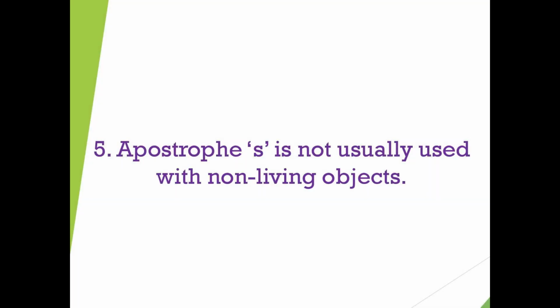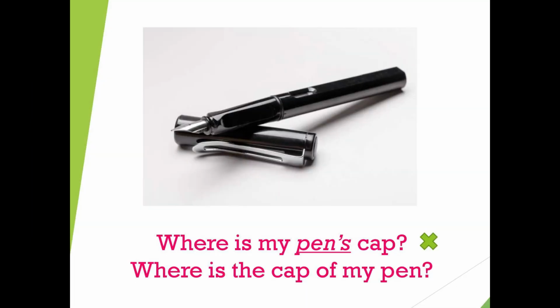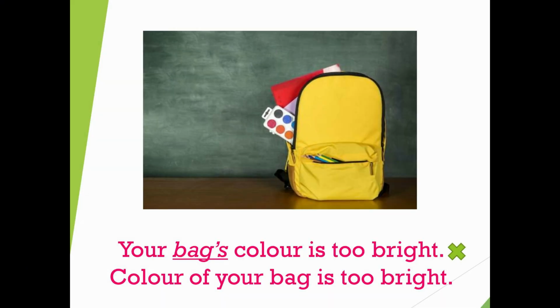Apostrophe s is not usually used with non-living objects. Yes, we often make this mistake that we use apostrophe s with non-living objects also. But if we follow strict grammatical rules, then apostrophe s is not used with non-living objects. For example, where is my pen's cap? No, it is wrong. Where is the cap of my pen? Yes, it is correct. Your bag's color is too bright. No, it is wrong. Color of your bag is too bright. This is the correct usage.